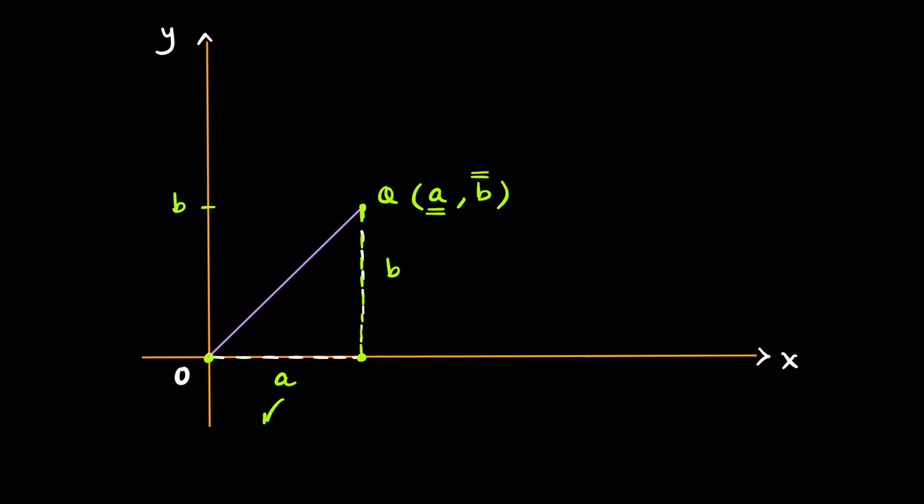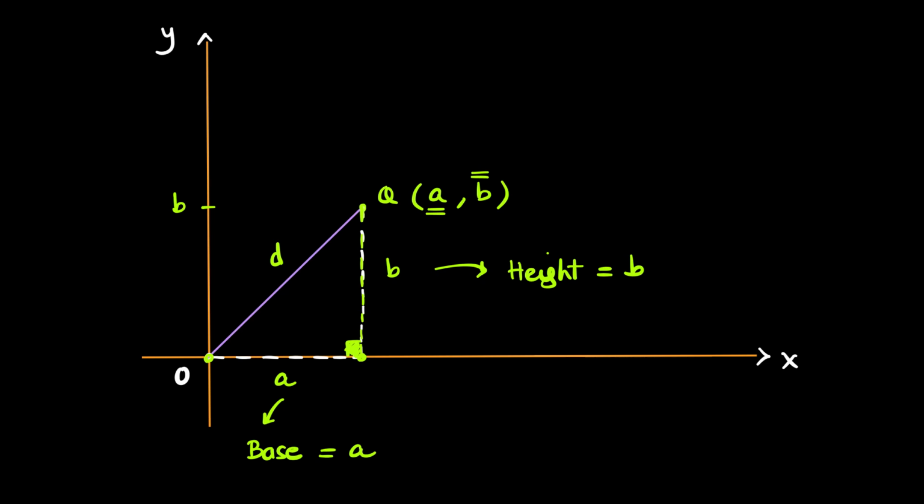So therefore, a is the base of this right angle triangle. Why? Because this particular line is parallel to the y-axis, and this particular line is on the x-axis. Therefore, this angle is 90 degrees. So the base of this triangle is a. Similarly, the height of this triangle is b. And let me label this as d, which is the hypotenuse because this is opposite the 90-degree angle.